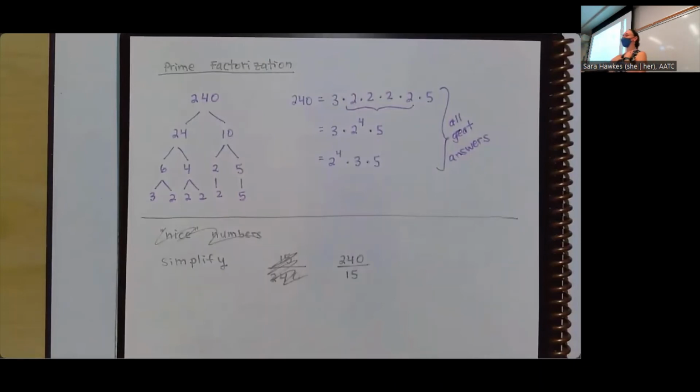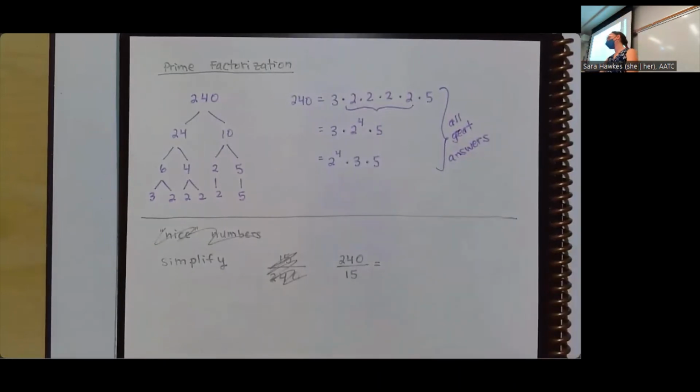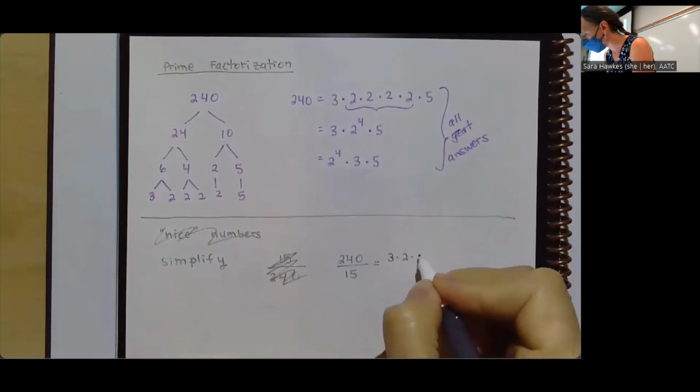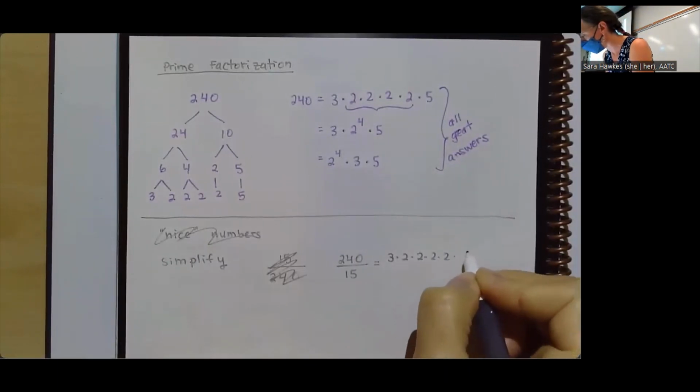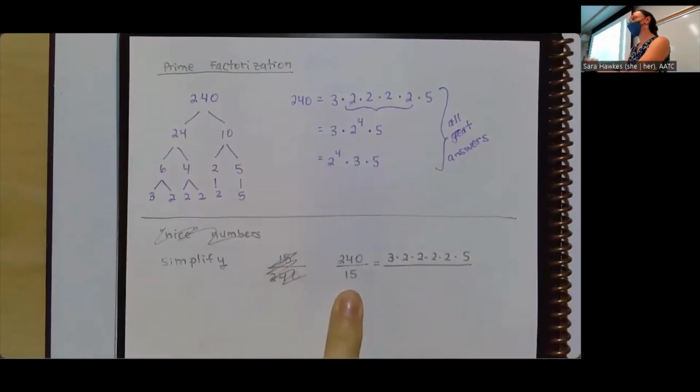Instead, what I'm going to do is prime factorization. So that 240, well, we just did all the work, so I'm going to steal it. We did all the work. We got 3 times 2 times 2 times 2 times 2 times 5. 15 prime factors are pretty quick. That's 3 times 5.